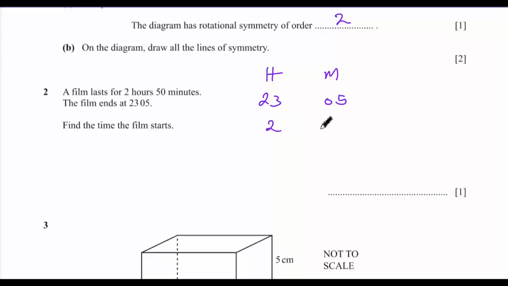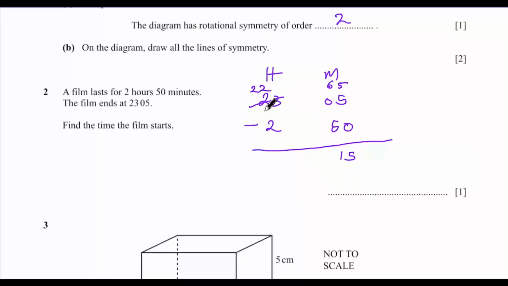So you have 2 hours 50 minutes. Then we subtract. Of course, you cannot take away 50 minutes from 5 minutes. Then you need to borrow an hour from this 20. So you have 19 hours left. But mind you, the 1 hour you borrowed is equivalent to 60 minutes. So 60 minutes added to 5 minutes will give you 65 minutes. Then you can subtract 50 minutes from 65 minutes. So that gives 15 minutes.